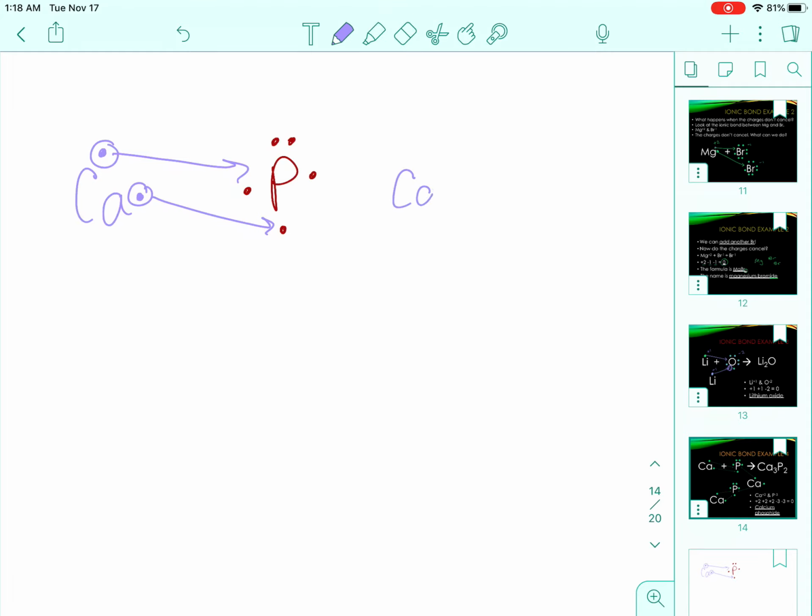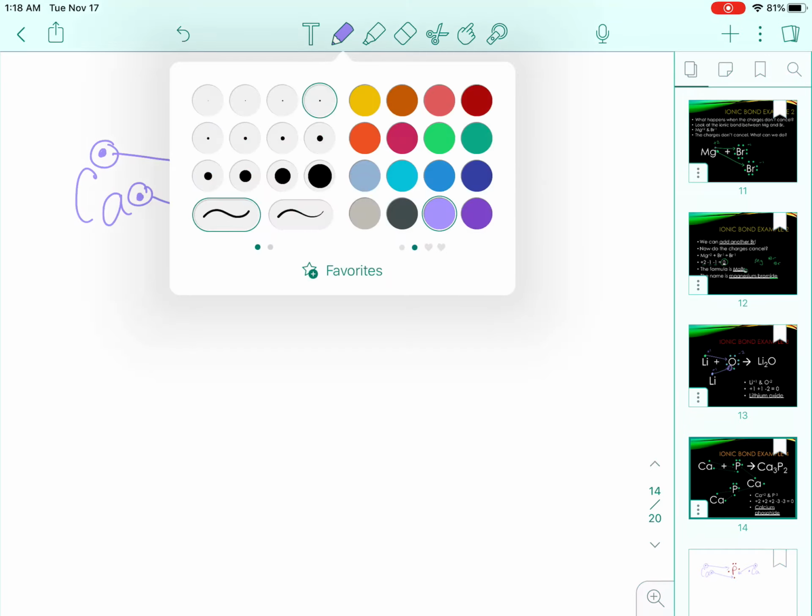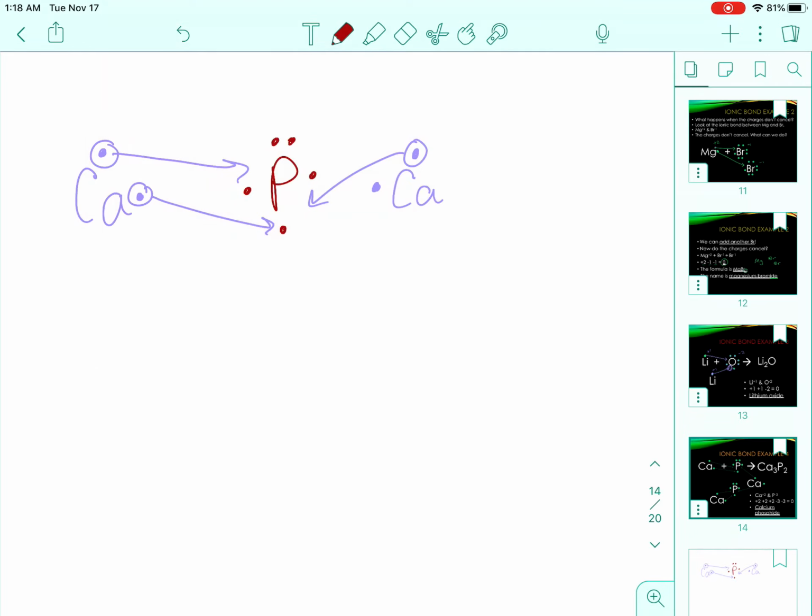So what we can do is we can add another calcium. So calcium comes with 2 electrons. Okay, so this electron can go here, and now our phosphorus is happy, but our new calcium that we drew is not. So we have to go back and forth just a little bit, and it gets a little bit complicated, but you won't have to do very many of these, I promise.